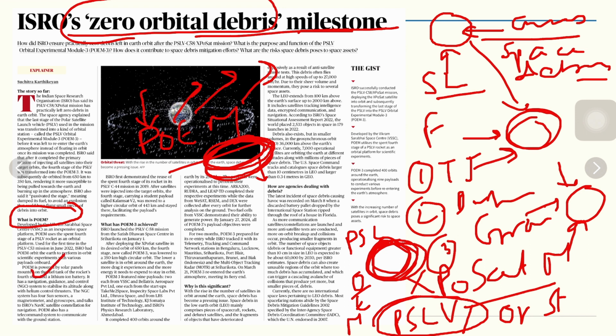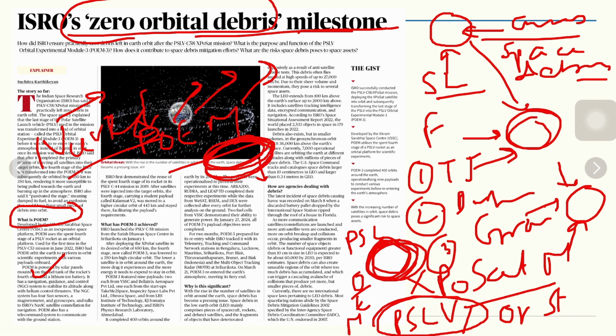POEM is powered by solar panels mounted on the fuel tank of the rocket's fourth stage and has lithium-ion batteries. It has a dedicated navigation, guidance, and control system to stabilize its attitude, along with helium control thrusters. The navigation, guidance, and control system has four sun sensors, a magnetometer, and a gyroscope, and talks to ISRO's NavIC system for navigation, guidance, and control. It also has a telecommand system to communicate with the ground station.